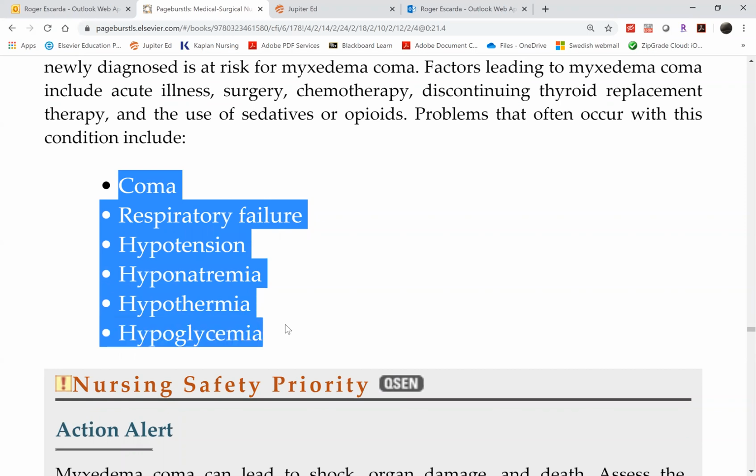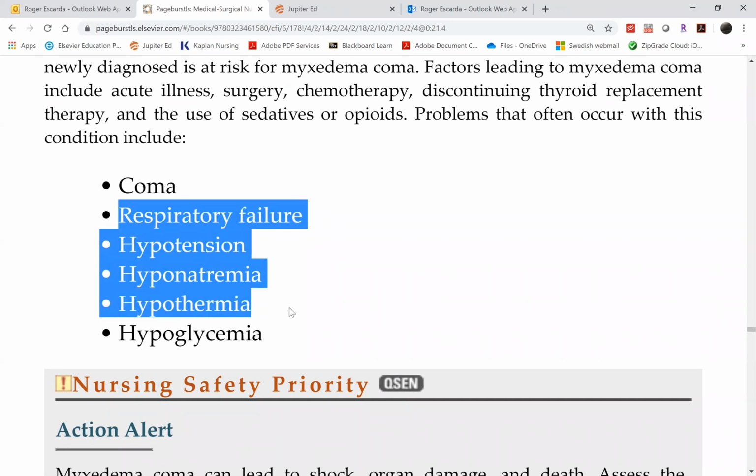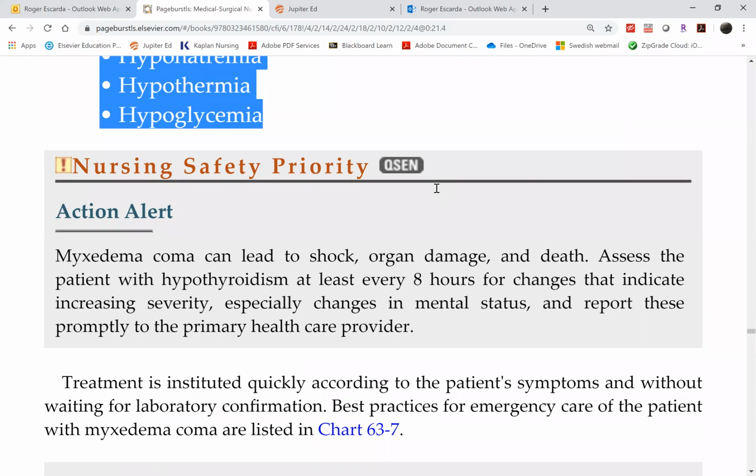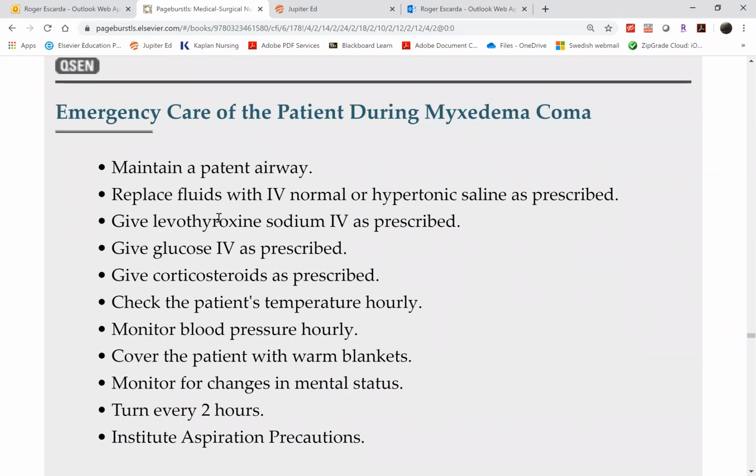Although coma here in myxedema is a late sign, meaning the earlier consequences would be respiratory failure, hypotension, hyponatremia, hypothermia, and hypoglycemia before they go into coma. But either way, the patient's unconscious when they're in myxedema. So therefore, we cannot shove down any pills. So the levothyroxine here has to be IV. And we give fluids for fluid support and hemodynamic support.